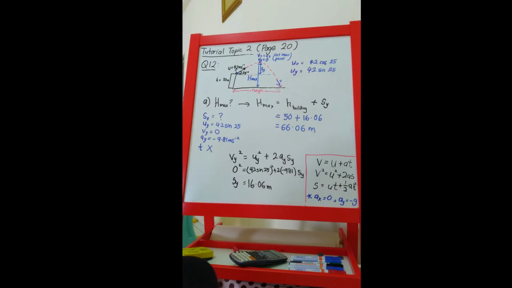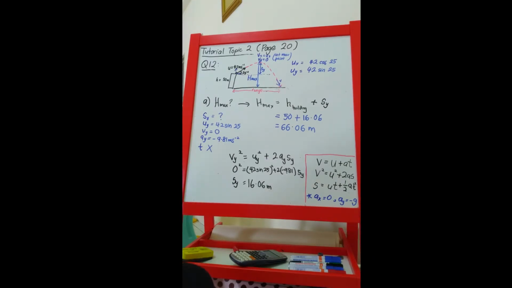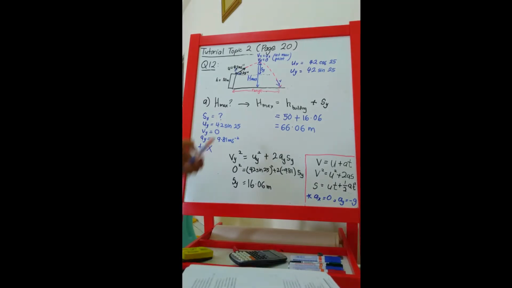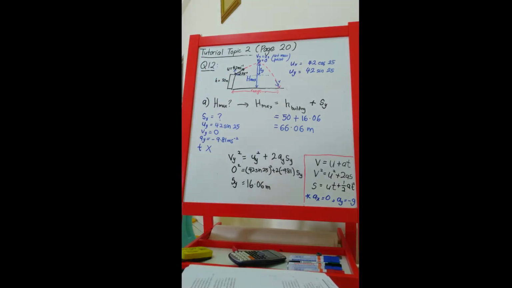Okay, so in this equation, I'm going to explain question number 12. The first thing you need to do is sketch the diagram and label everything, the information that it gave you. In this case, it gives you an object launched at an angle of 25 degrees from the roof of a building with an initial velocity u of 42 meters per second, on a building of height 50 meters. Those are the information that it gave you.